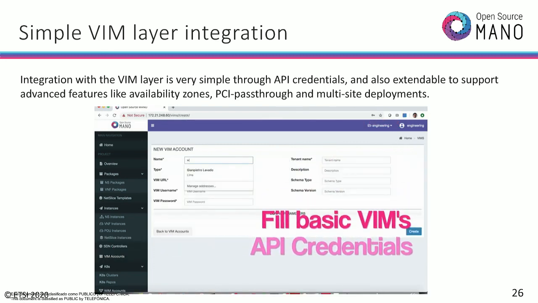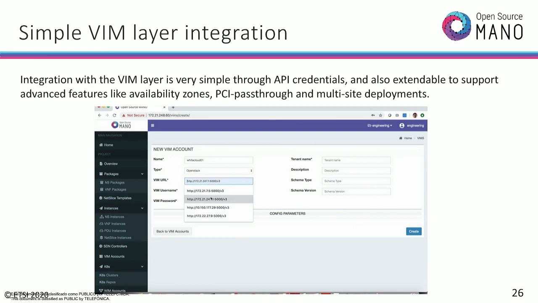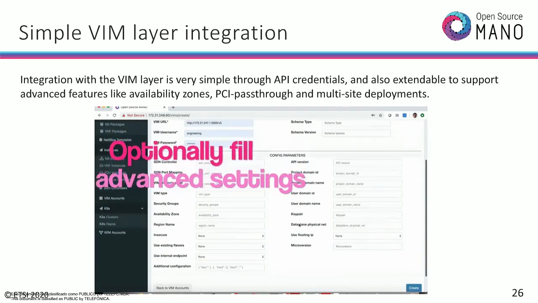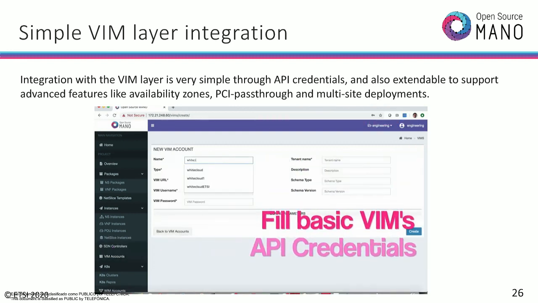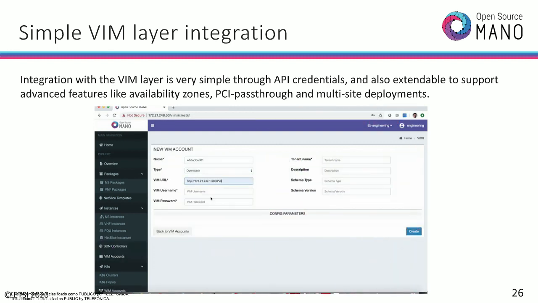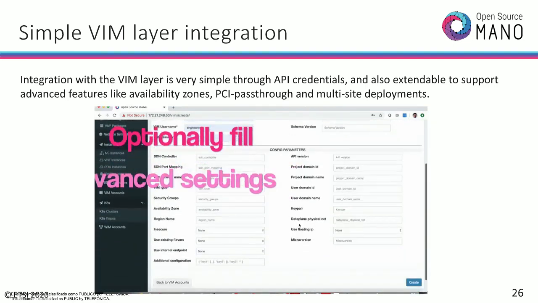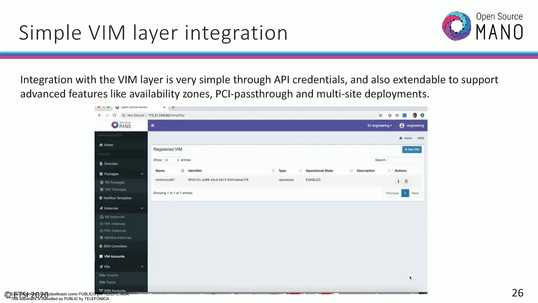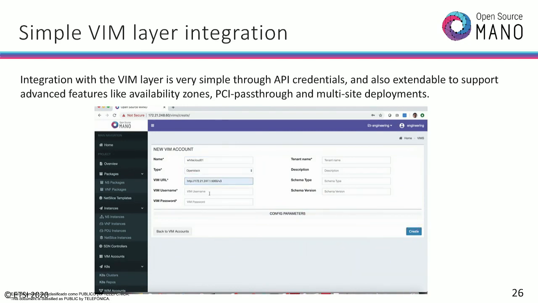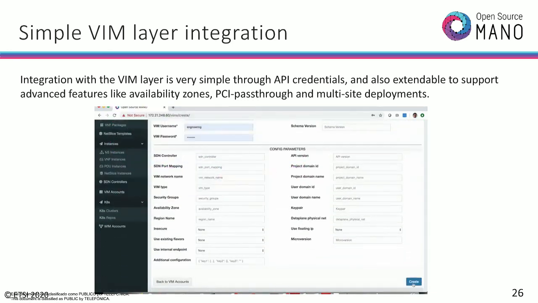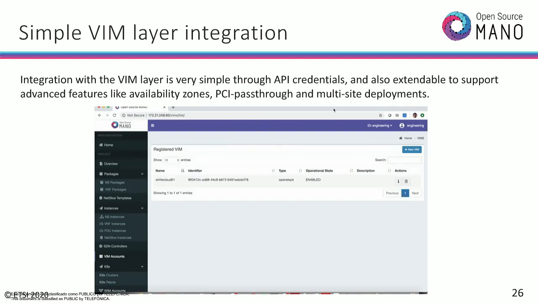OSM uses plugins to translate all the requirements of your descriptors to what actually will be deployed over the infrastructure, and OSM takes care of that. So you don't have to deal directly with the VIM anymore. You don't have to go to OpenStack necessarily. You just describe your VNFs in a human language in OSM, and then you get what you need. OSM takes care of everything. So you just fill in the basic credentials, and then you optionally fill in some advanced settings, and there you go.